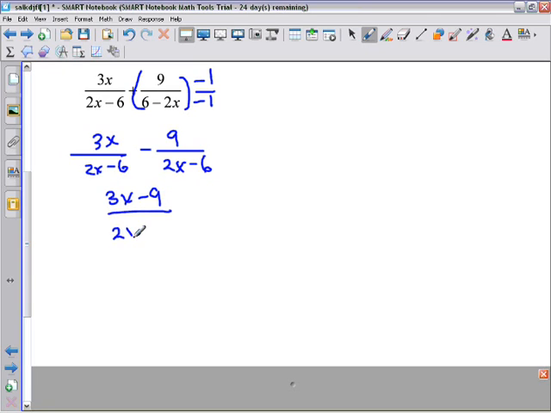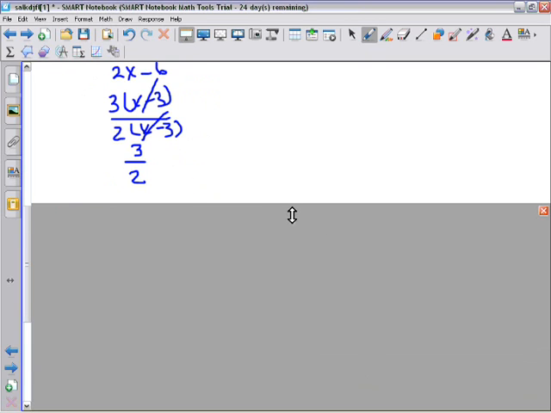over 2x minus 6. Now you have to factor both the numerator and the denominator, and you get 3 times the quantity of x minus 3, divided by 2 times the quantity of x minus 3. Now you can simplify by crossing out the x minus 3, and you get 3 halves. Now let's look at the last example.